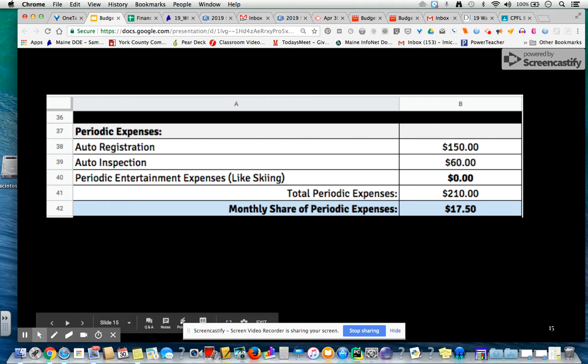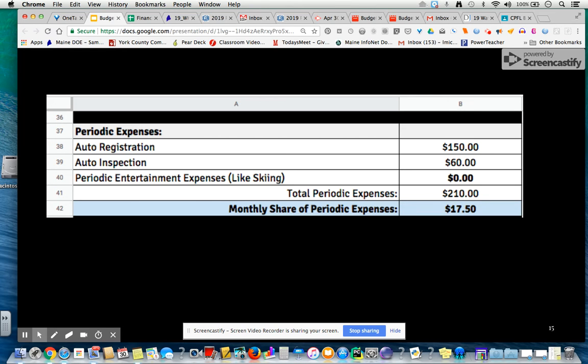Periodic expenses are those that occur periodically throughout the year. So you need to set aside enough money so when those expenses come due, you have it. So these are things like auto registration or inspection. If you own a house, it might be having your septic system pumped out, or periodic entertainment expenses. So we add up all of the periodic expenses: equals SUM B38 colon B40. So that's this amount.